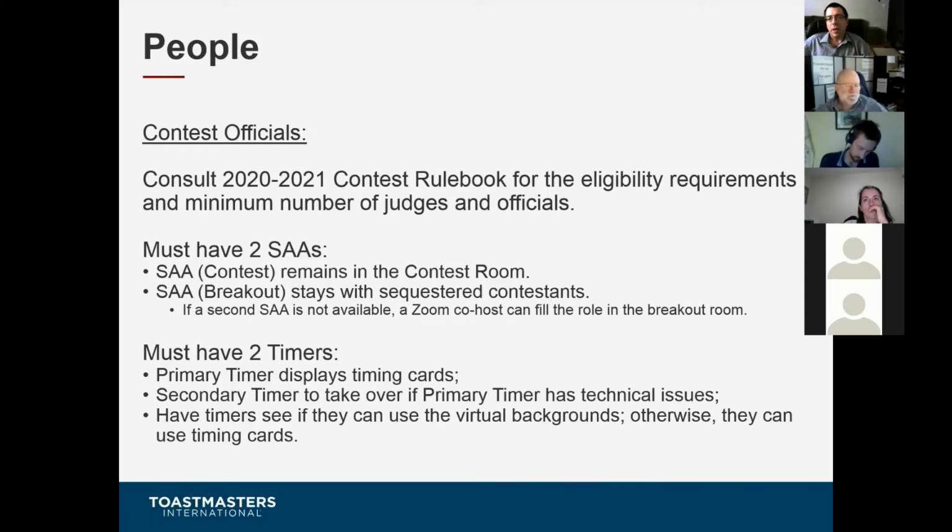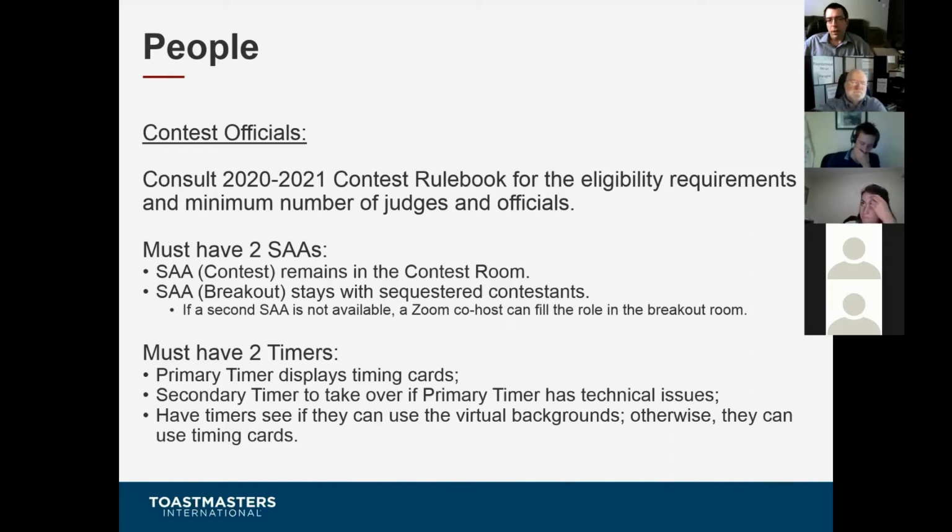We recommend that you have 2 sergeants at arms. You're going to need 1 sergeant at arms that stays in the main contest breakout room, and then another sergeant at arms is going to be in the breakout rooms anytime you're sequestering contestants or if you're counting ballots. If you don't have enough people to have a second sergeant at arms, then one of the Zoom co-hosts can double up in that role because you're going to have a Zoom co-host in the breakout room anyway. So if necessary, they can act as a sergeant at arms.